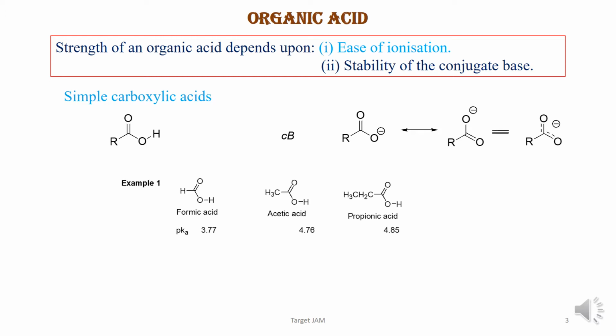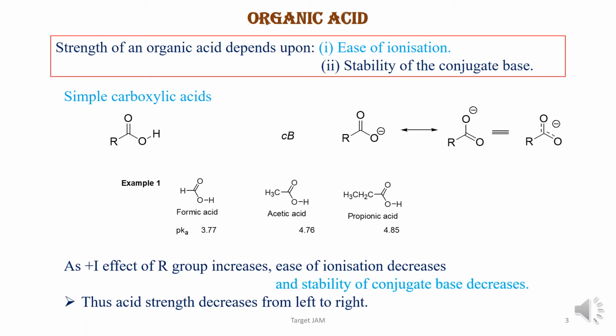So there are three examples: formic acid, acetic acid and propionic acid. Their pKa value gradually increases from 3.77 to 4.76 to 4.85. That means their acid strength decreases from left to right. This is because, as the plus I effect of the R group increases, the ease of ionization decreases and the stability of the conjugate base decreases. That's why the acid strength decreases from left to right.